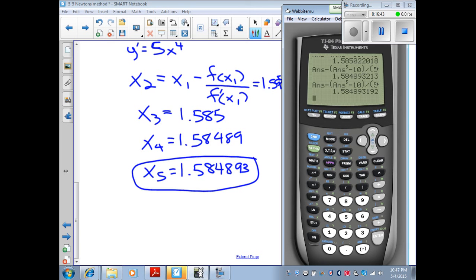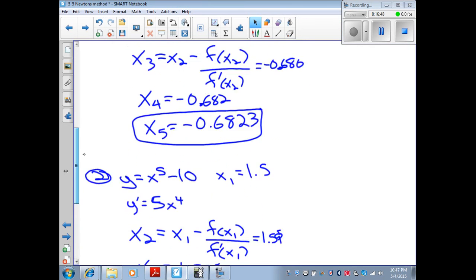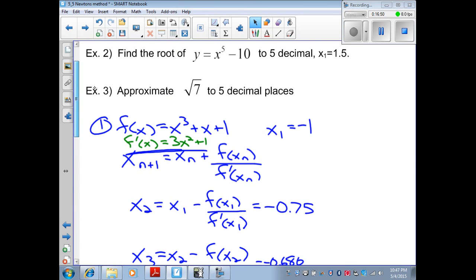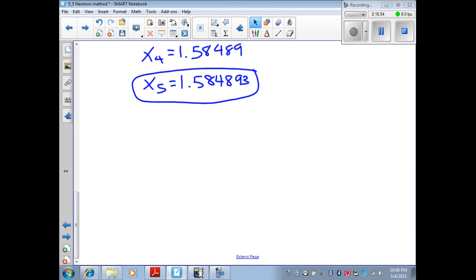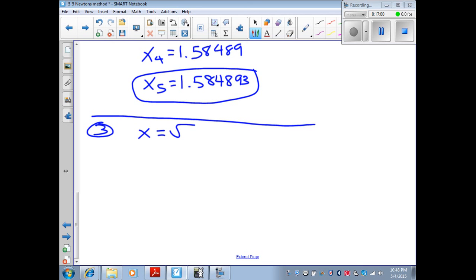Let's really quickly check out the setup for the next one, which is asking us to find the square root of 7. So number 3 is slightly different. We want to find the square root of 7. That's not really in a function form. And it's rough to deal with because root 7 is not a pretty number.